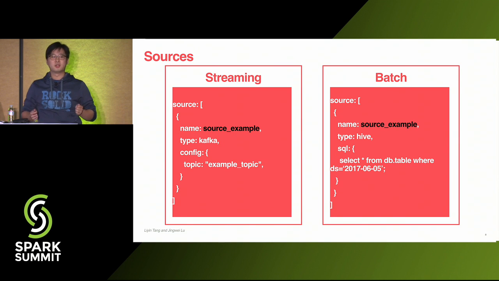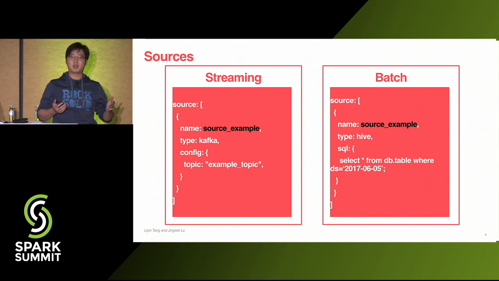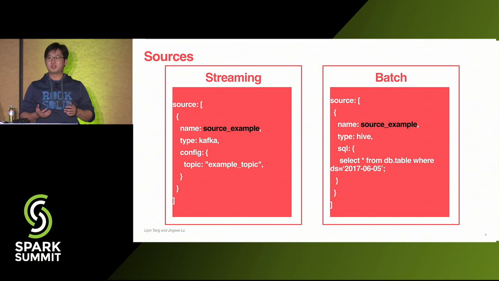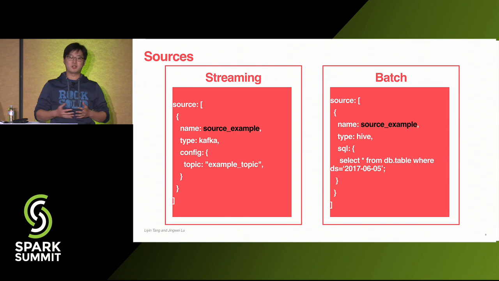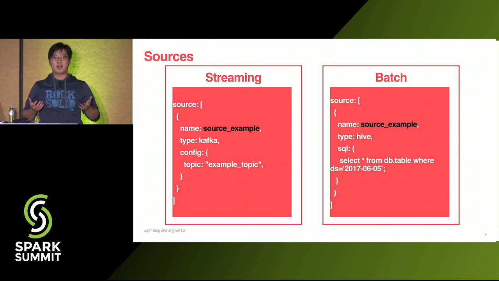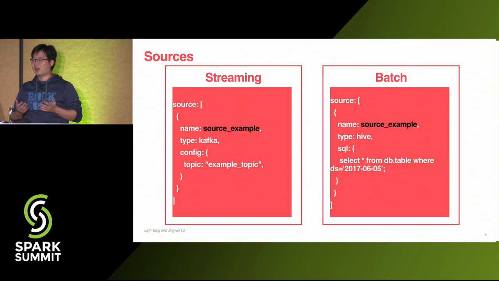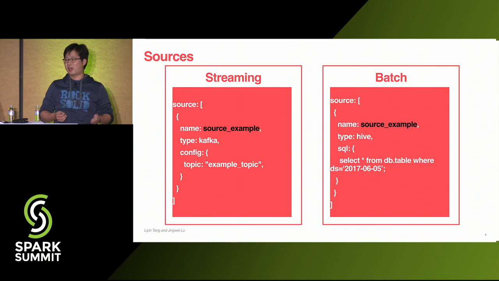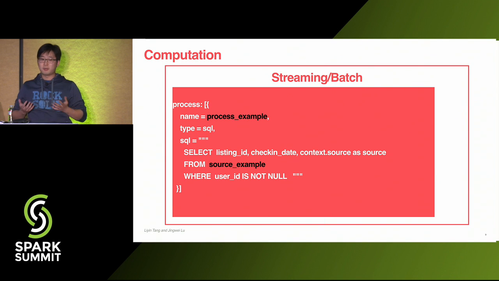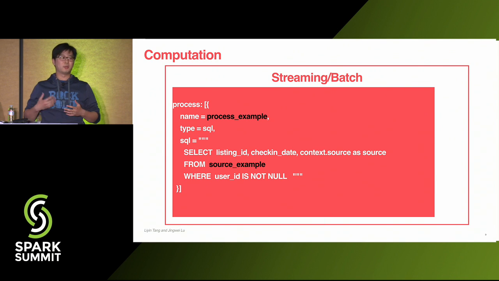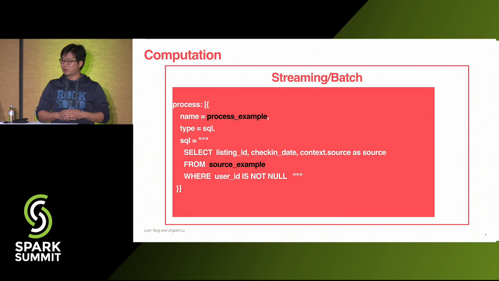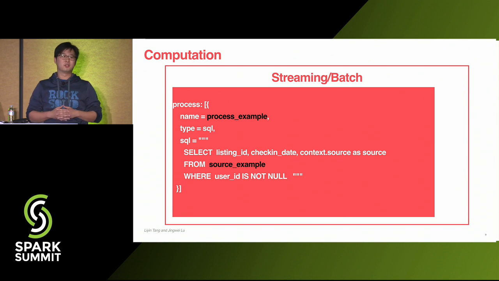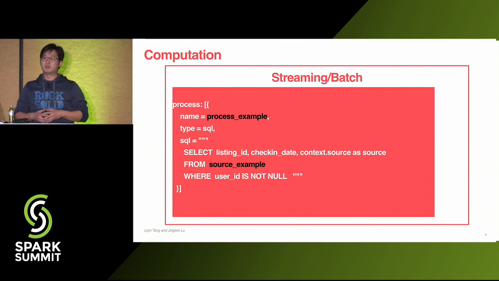In Airstream, users only need to specify three different parts. The first is the source, which defines where the data is coming from. It could be a streaming source, or it could be static, like a batch source. The streaming source could be Kafka topics, like multiple Kafka topics. And the batch source could be a Hive table, a Hive partition, or even the result of a Hive query. The second part is to define the computation, how we're going to process this incoming data source. Users can use Spark SQL or different UDFs to compute these data frames for both streaming and batch.